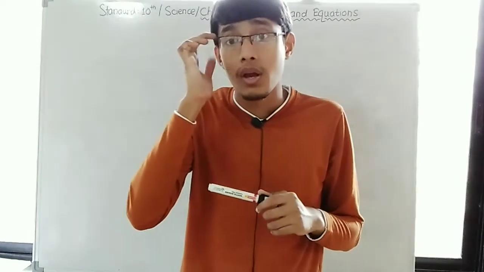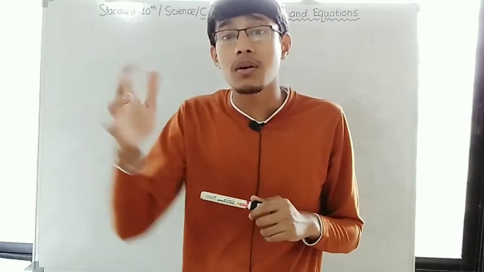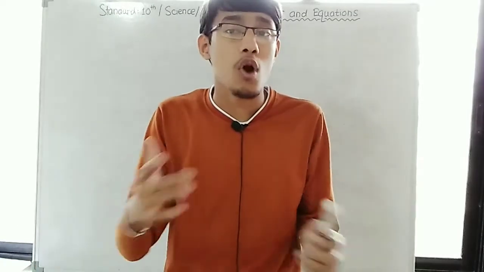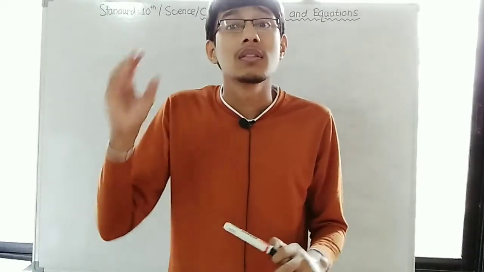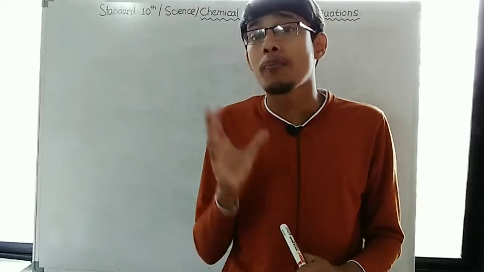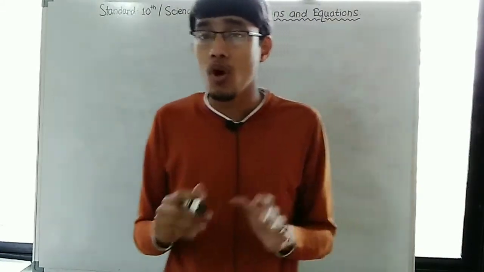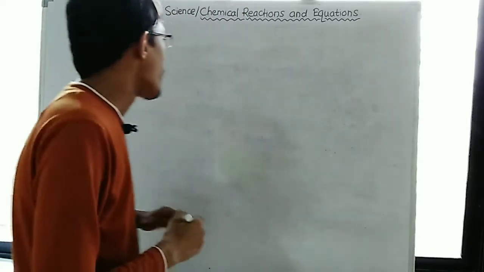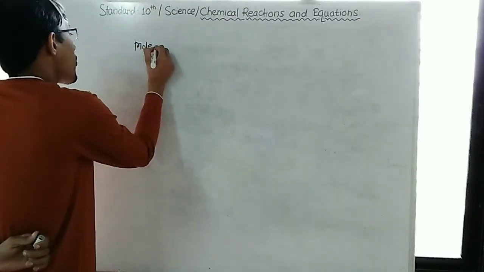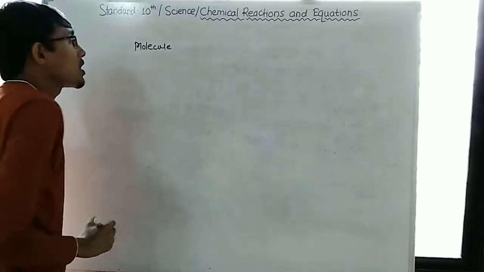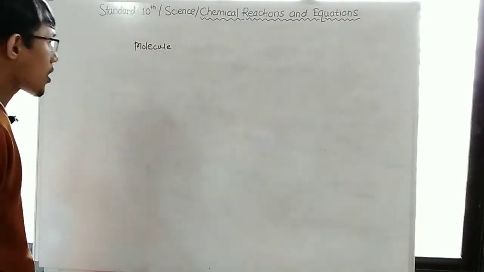Now the smallest particle of an element is called an atom. We all have studied that. And similarly the smallest particle of a compound is called a molecule. So the molecule is the smallest particle of any compound.